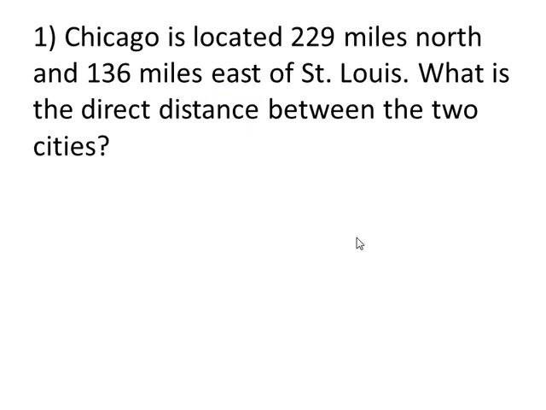Chicago is located 229 miles north and 136 miles east of St. Louis. What is the direct distance between the two cities? So let's say this is St. Louis. Chicago is 229 miles north and 136 miles east, something like this. And the question is, what is the direct distance between the two cities? And that's right there.